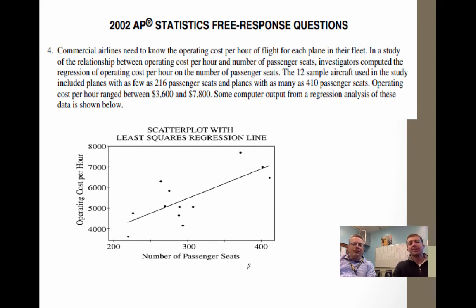Ooh, big AP. Okay, we'll try to go through this quickly. This one's not that problem, but here's an example that uses a computer printout. This would be what you would see on your test. Basically what's happening here is we looked at 12 aircraft to look at how much the operating cost per hour changed based on how many passenger seats the plane had. The overall pattern, the line they drew, is positive. So the more passenger seats, the more cost, probably the bigger plane.